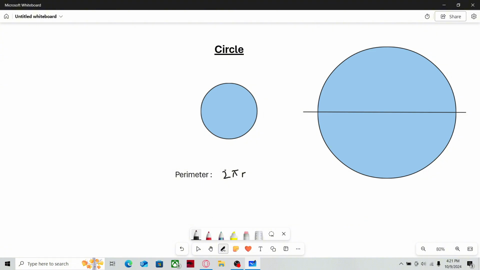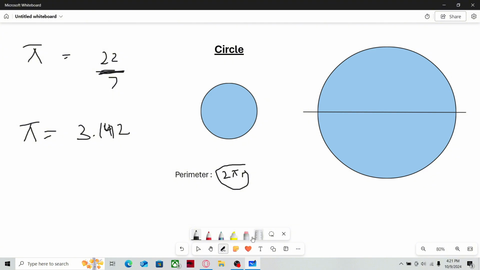So when you're getting the perimeter of a circle, you really have to use this formula. And in case some of you don't know, the value of pi in fraction is 22/7, or if you're going to use decimal, it is 3.142. Those are the values of pi.